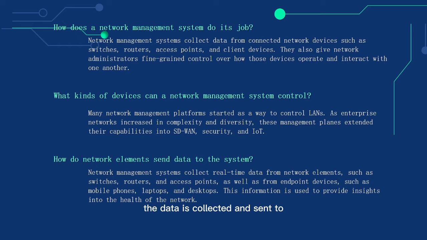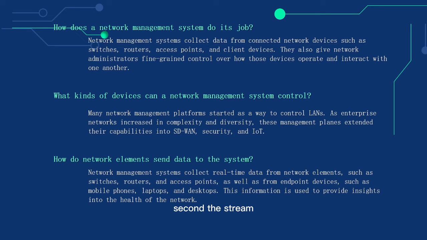The data is collected and sent to the system in one of two ways. One is SNMP, or the Simple Network Management Protocol. It is an open standard and has been widely supported by most manufacturers of network elements since the early 1990s. In SNMP, each element in the network sends its response to the network management system.